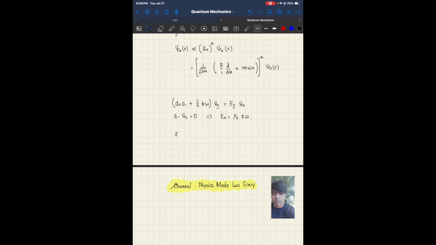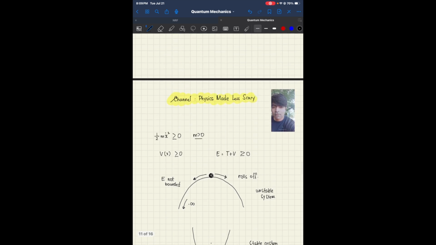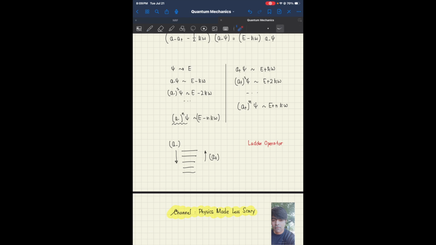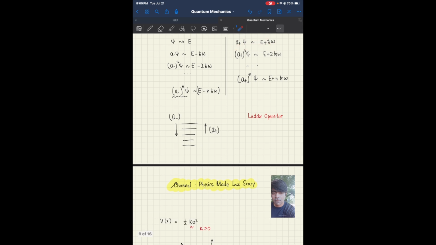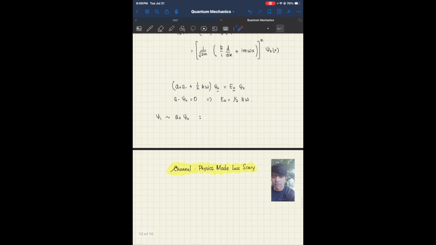Therefore, now I'm done. So say psi 1, which was proportional to a plus psi 0, will have an eigenvalue. Do you have any idea what the eigenvalue would be? Think, we have already done this. So if your psi had eigenvalue E, your a plus psi would have an eigenvalue increased by h cross omega, and so on and so forth, right? So that's exactly what we have here.